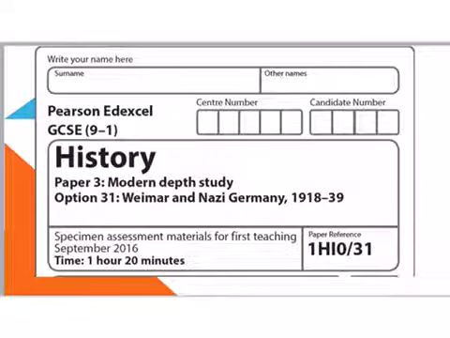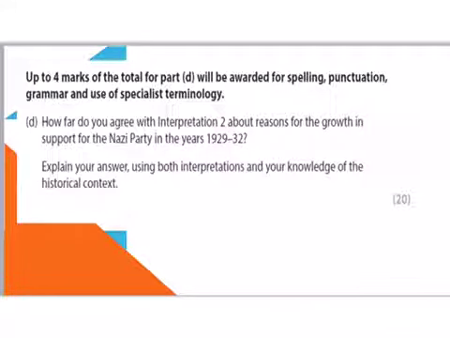This presentation is going to take you through the final question on paper 3 for Weimar and Nazi Germany. That's the 20-mark question, so this is a very important question and does carry a significant amount of marks on this paper. It's building on all of the interpretations questions that you've looked at over question 3B, C, and now D is the essay question.